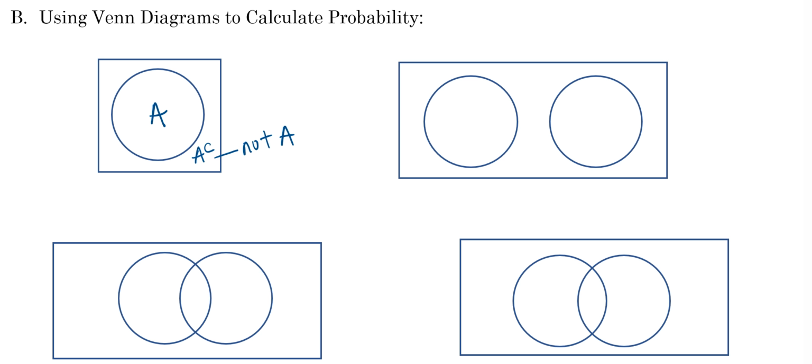So for example, if my event A was being male, then everything in the circle would represent people who are male, and everything outside of the circle would represent non-males, if that makes sense. Okay?